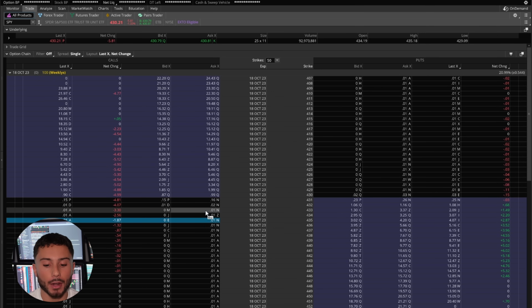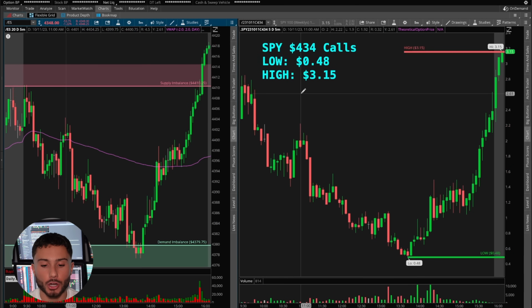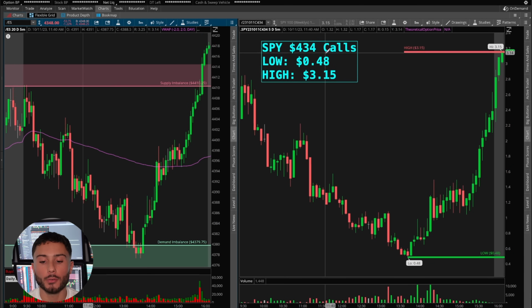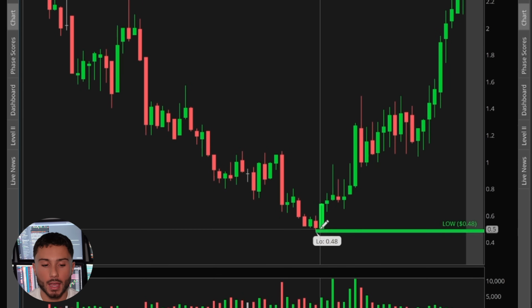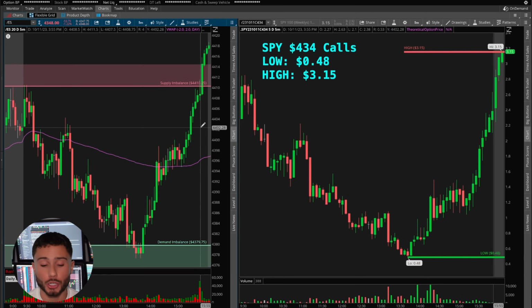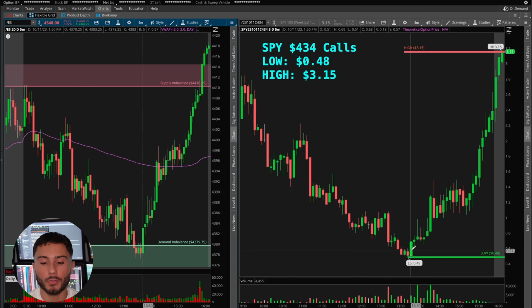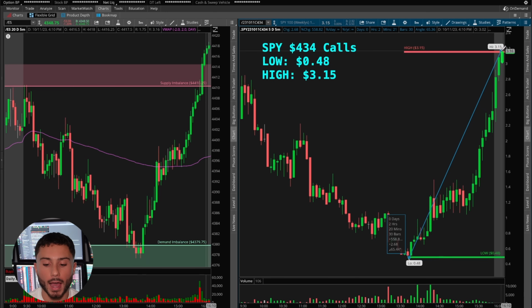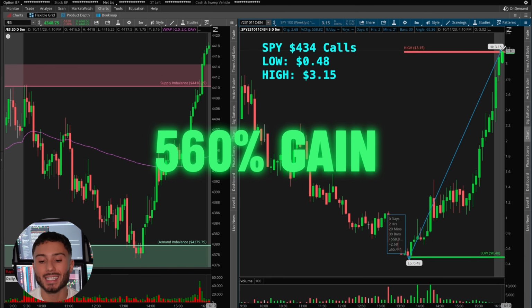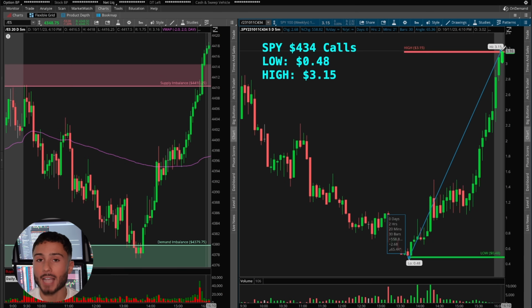Simply pulling up at the money contracts, going back to the charts, we have SPY 434 calls, and these had a low of 48 cents down here to the right. Comparing this to the S&P 500 chart to the left, the market bounced off of our buy zone and began to rally. At the lowest point of these options, they were at 48 cents when the S&P came into the buy zone, and by the time the market closed near the high, they went to a high of $3.15. That is a 560% gain on these option contracts.